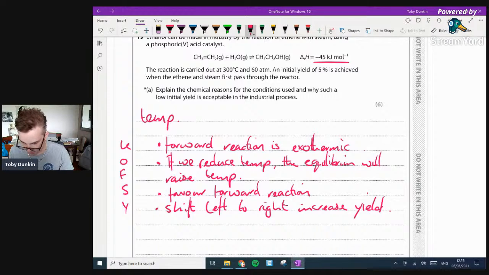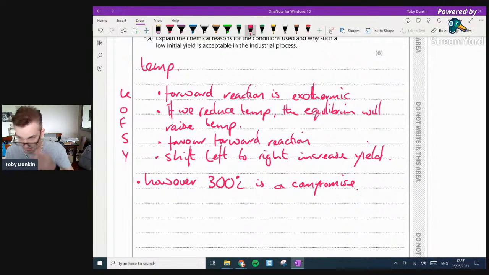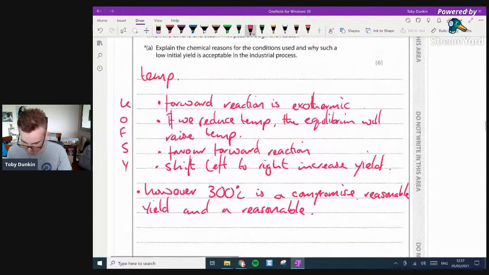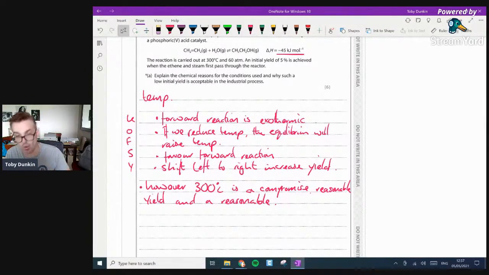However, they're using 300. 300 degrees is a compromise. Reasonable yield and a reasonable rate. That'll be a mark. We're not getting a reasonable yield, we're getting a terrible yield, but it's reasonably quick. You can just put it back in, that's why it's going to be another point.